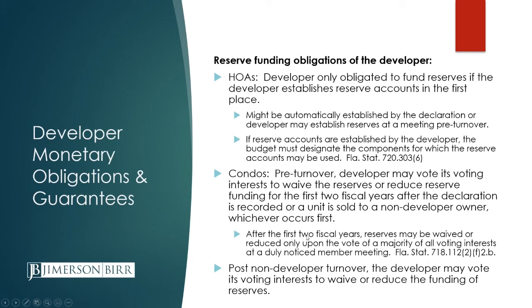And so, it says that after the first 2 fiscal years, reserves may be waived or reduced only by a vote of a majority of all the voting interests at a duly noticed member meeting. And so after 2 fiscal years, if there's not a waiver of reserves that was voted on at that point in time, that means that the association should start reserving, the condo association.